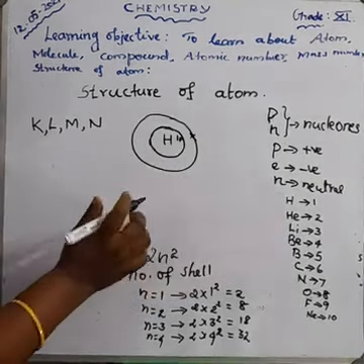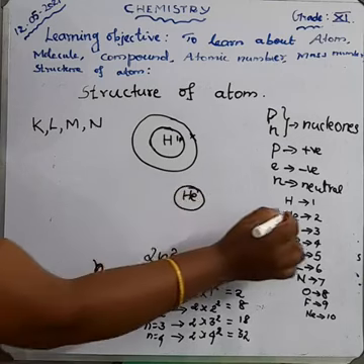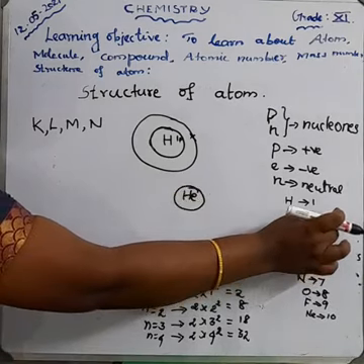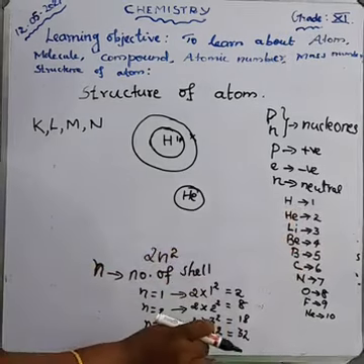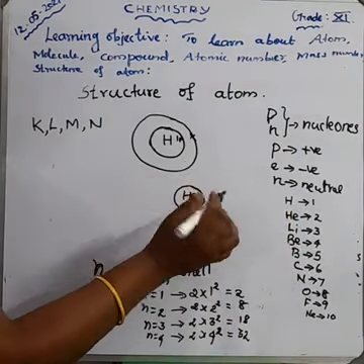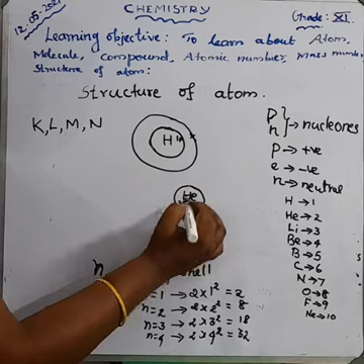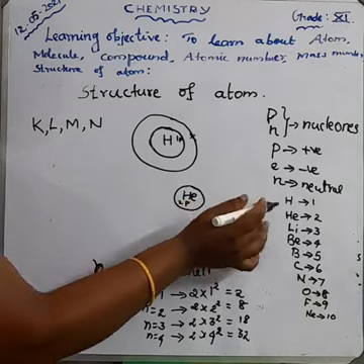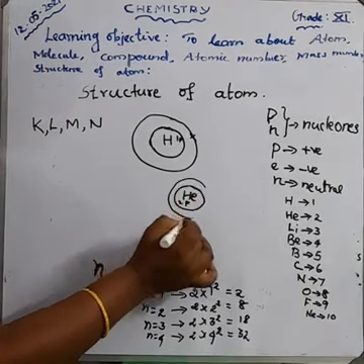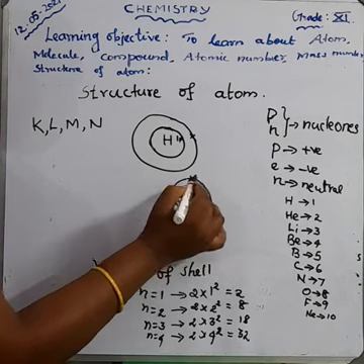And second, helium. The helium nucleus has atomic number 2. What do you mean by atomic number? The number of protons or the number of electrons. So how many protons does the helium atom have? 2 protons. And how many electrons are revolving around the helium atom? 2 electrons.